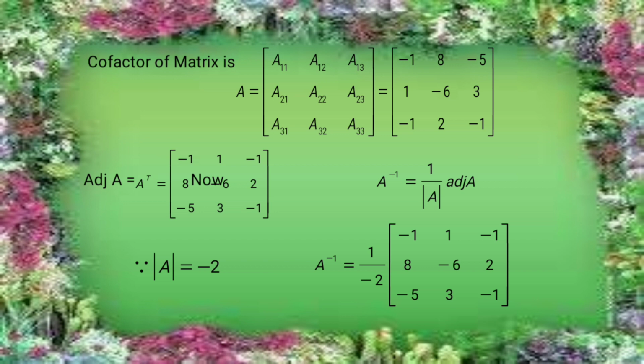We get A inverse is equal to 1 upon minus 2 into the matrix minus 1, 1, minus 1, 8, minus 6, 2 and minus 5, 3, minus 1. So this is our A inverse of the matrix. I hope all of you understand it. Thank you.